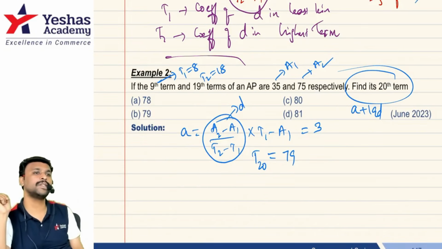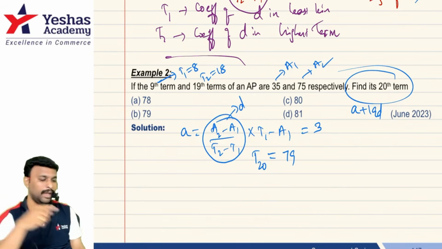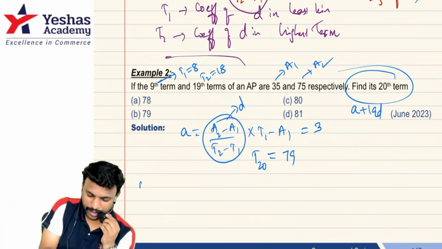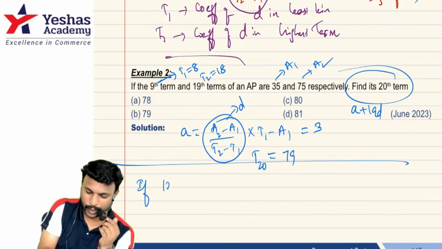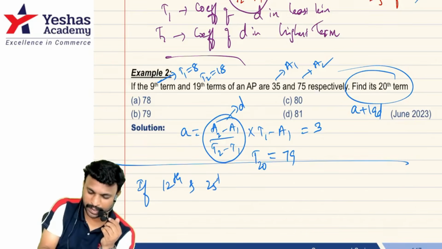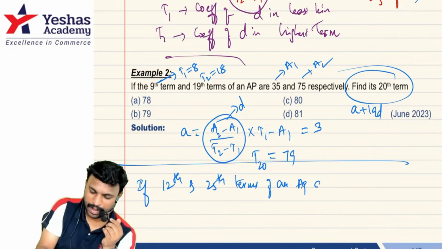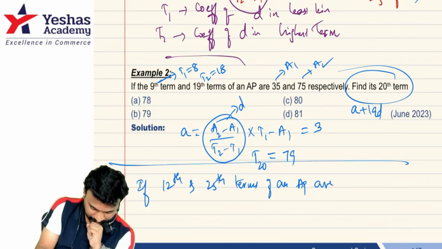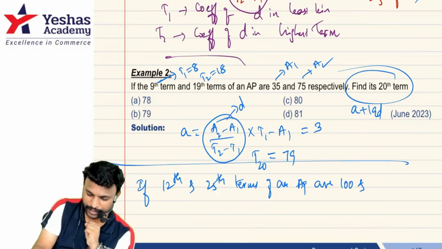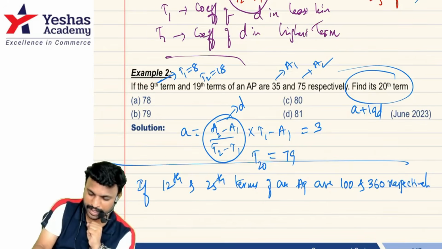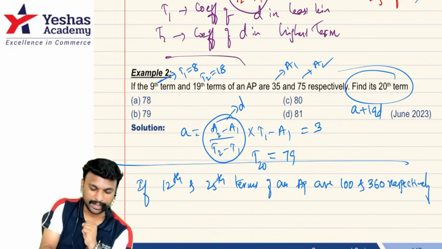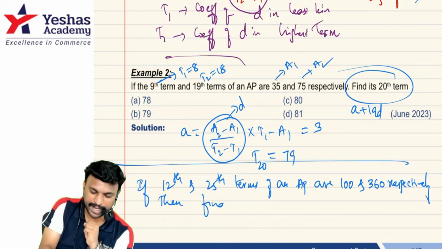Can I give you one more question on this? Can I give you one more thing? If the 12th and 25th terms of an AP are 100 and 360 respectively, find its 30th term.